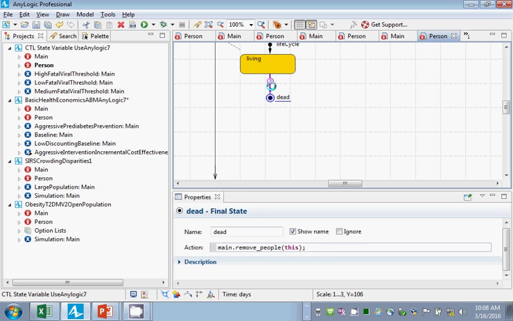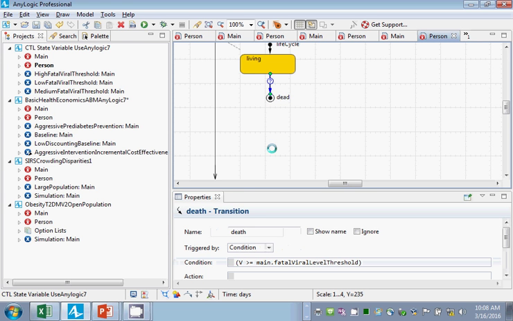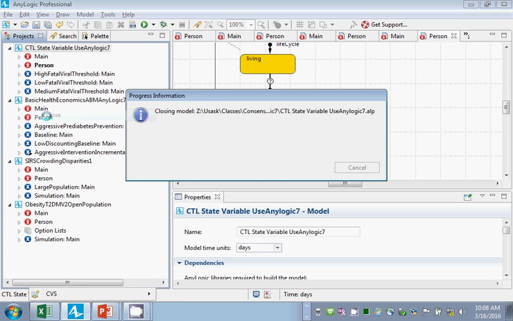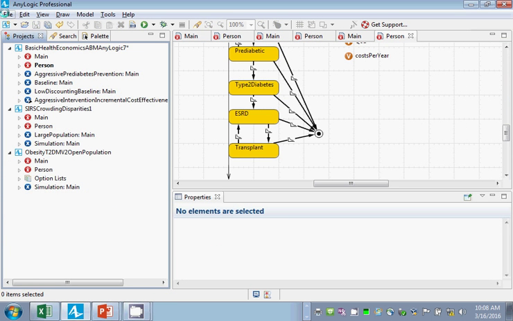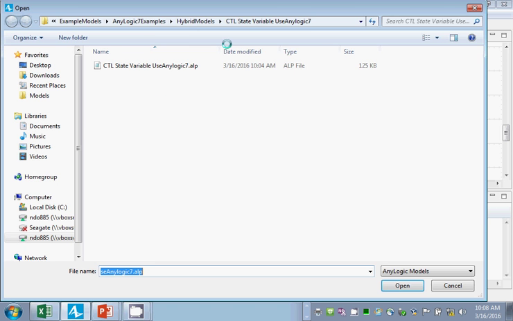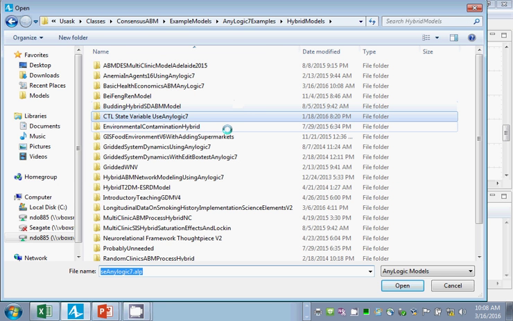So I'm going to close that out. We're going to look at one or two other hybrid models. I'd like to look at a model that's called the budding hybrid SD-ABM model. Budding hybrid SD-ABM.